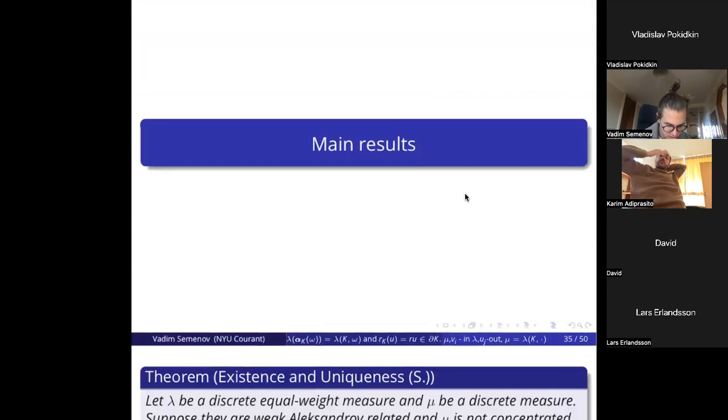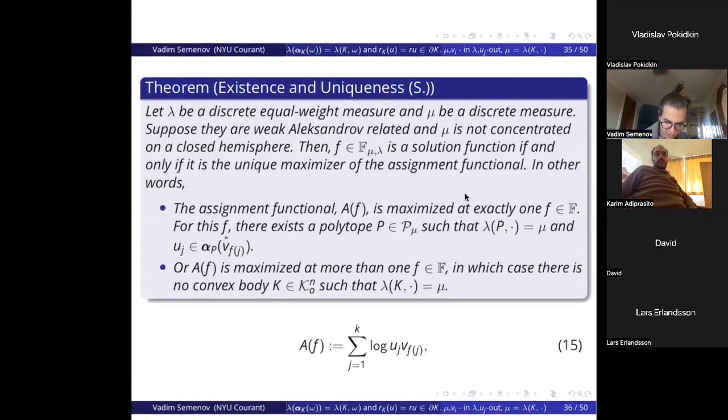And okay, so let me get to the main results on the discrete Gauss image problem. Imagine lambda is discrete, mu is discrete. Suppose they are weakly Aleksandrov related and mu is not concentrated in a closed hemisphere. Then there exists a solution if and only if, so this is our permutation, right? There exists a body corresponding to a permutation which solves the Gauss image problem if this permutation is the unique maximizer of the Simon function.